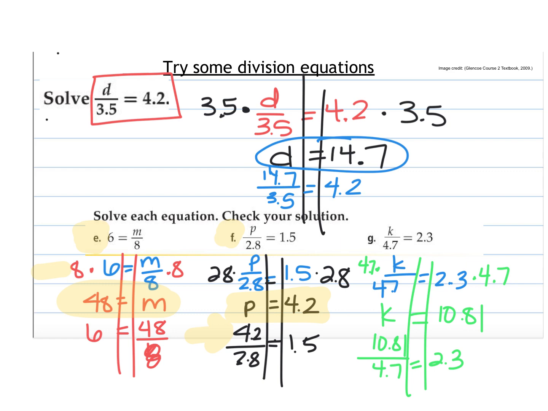so then I go back and circle that. And then for letter G, K is being divided by 4 7/10, and so I take my 2 3/10 and I multiply it times 4 7/10, because that's the opposite of division, and I get K equals 10 81/100, and I had checked it to make sure that it works. If you check it and it doesn't work, that means you maybe accidentally divided, and you just have to go back and re-multiply and redo it.